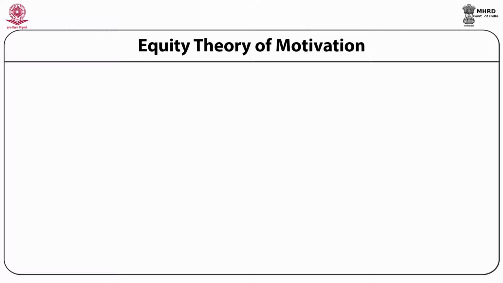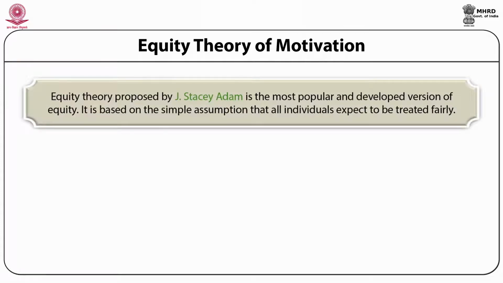The next theory of motivation is the equity theory of motivation. Equity theory of motivation was proposed by J. Stacy Adams. This theory is the most popular and developed version of equity. It is based on the simple assumption that all individuals expect to be treated fairly.